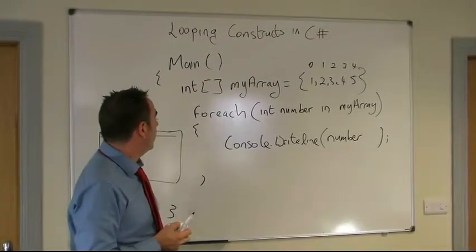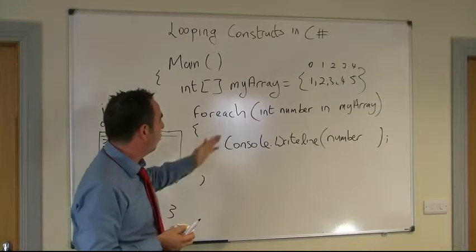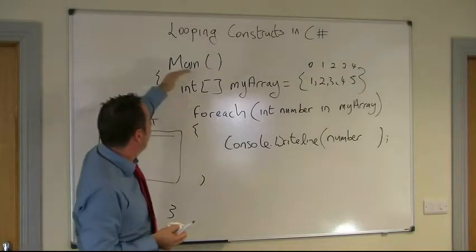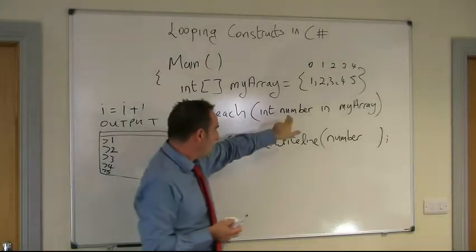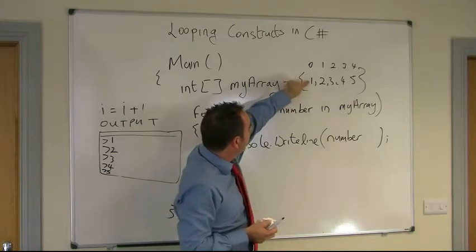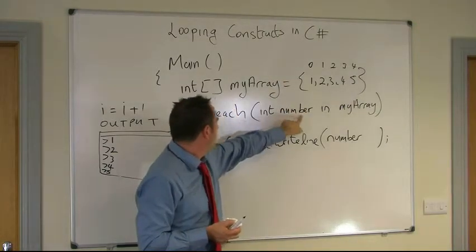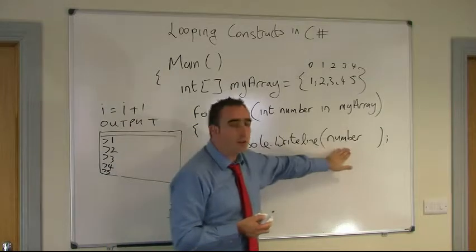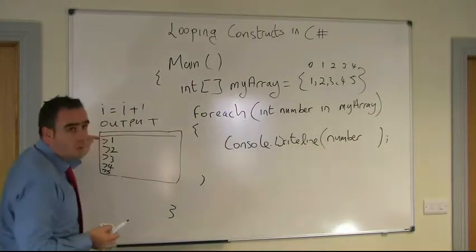The for each loop takes care of it all for you. So let's just run through it. We come in here. The first number in the array is going to be stored in here. Then we jump in and we print it to the screen. So we get the output of 1.